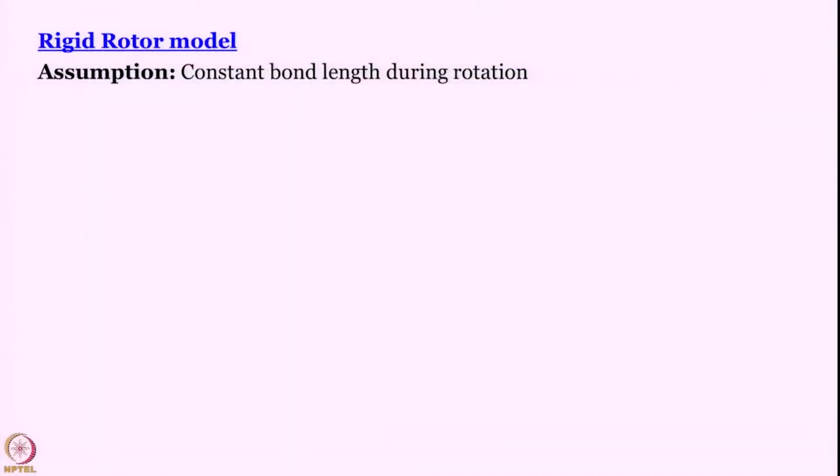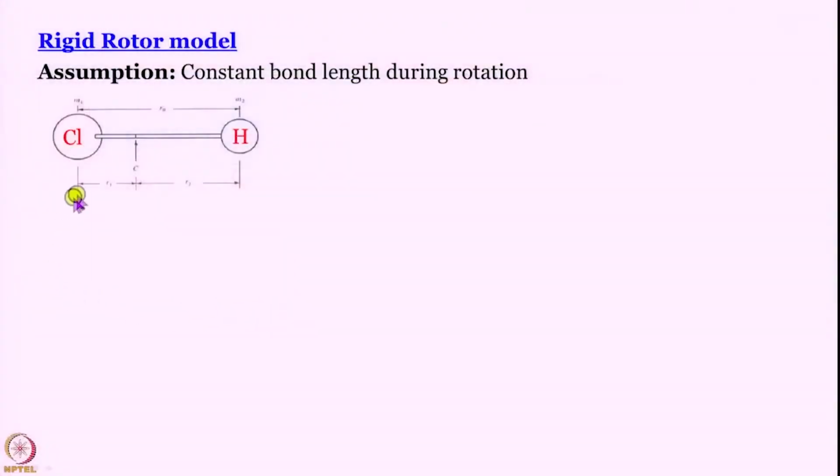To build a quantum mechanical description, what we commonly use is a rigid rotor model. The assumption here is that during rotation the bond length does not change. Once again, it is an application of the Born-Oppenheimer approximation.